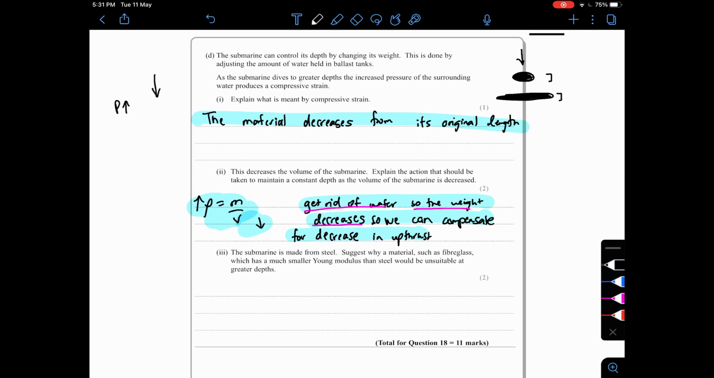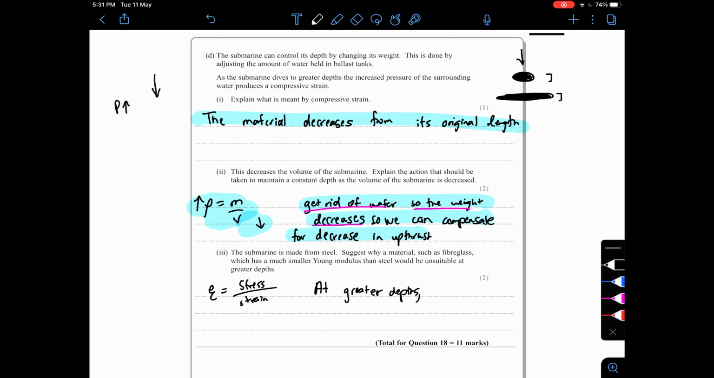The submarine is made from steel. Suggest materials such as fiberglass, which has a smaller Young modulus than steel, would be unsuitable at greater depths. So what is Young modulus? Young modulus is stress over strain, right? If we have a smaller value for this, that means it has a smaller range for which it can handle compressive strain.